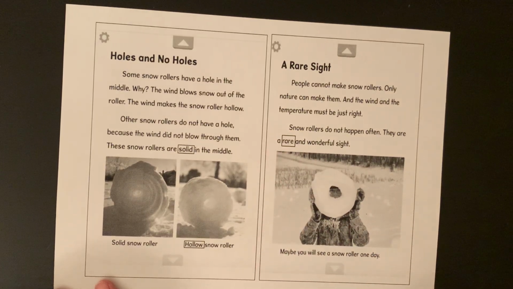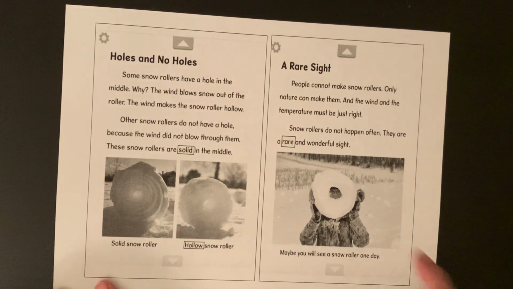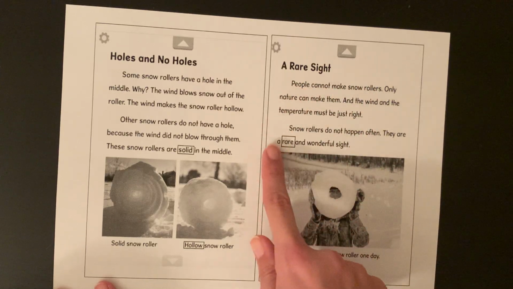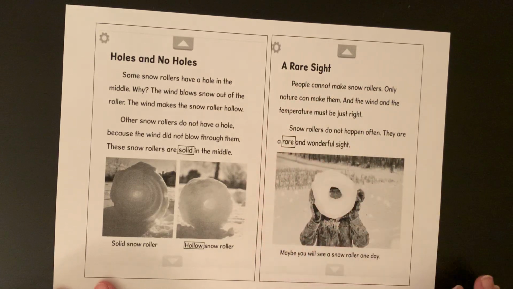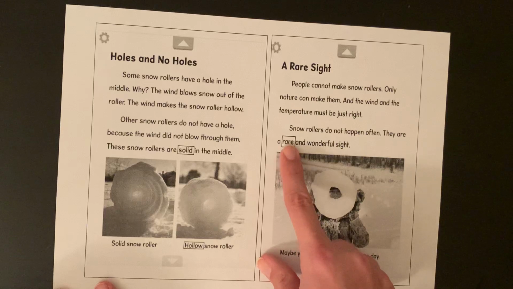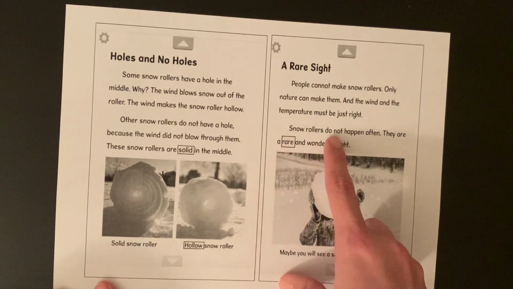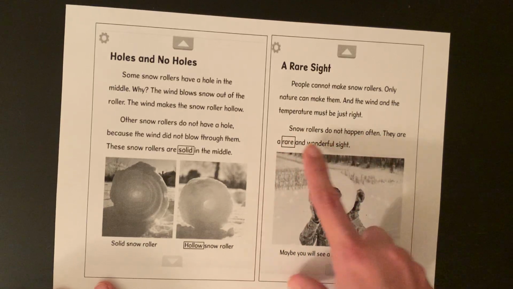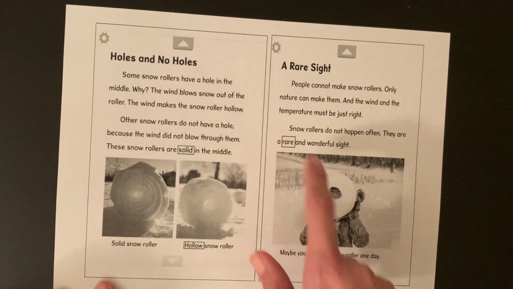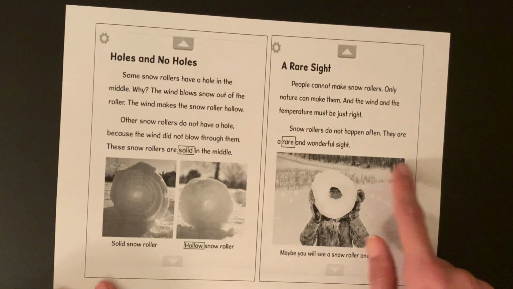So we've got lots of unknown words to use this week in our papers. And we can use our text features like our pictures, the sentence that the words are in, to help us try and guess and understand what these words mean. So it says that they're rare, and up here it says snow rollers do not happen often. So I wonder if those words can help tell us what rare means. Let's also look at the picture.